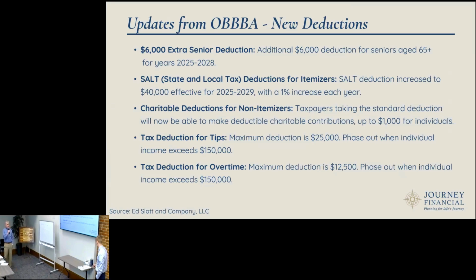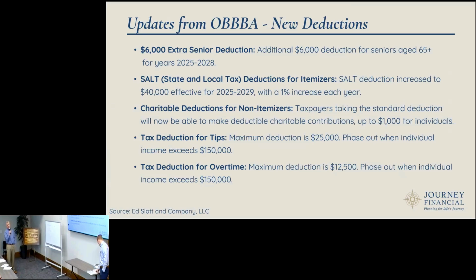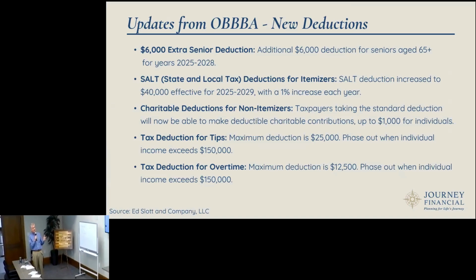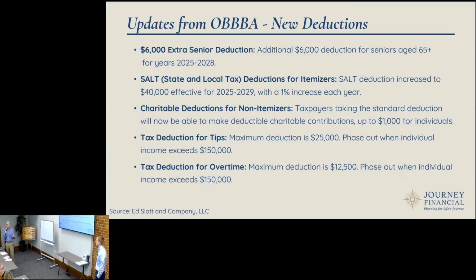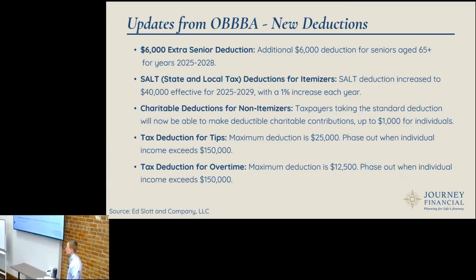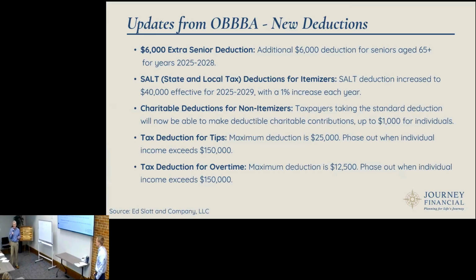New thing for 2026 is charitable deductions for non-itemizers. Before, to take a charitable contribution off, you had to itemize. Starting in 2026, taxpayers can take the standard deduction and then also take another $1,000 deduction for charitable contributions. And again, this is $1,000 per person. So if you're single, you get $1,000. If you're married filing jointly, then you each get to take $1,000 for charitable contributions.